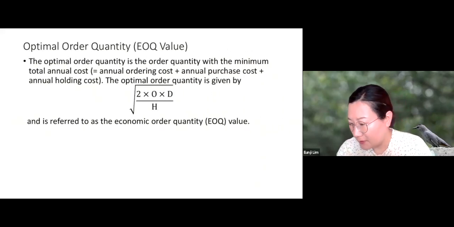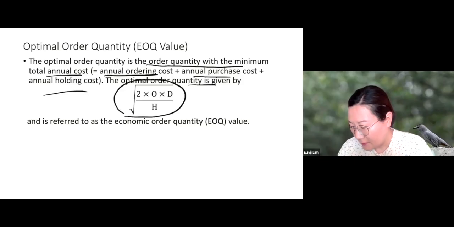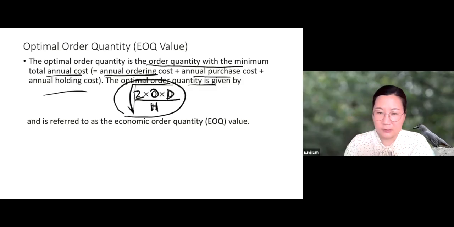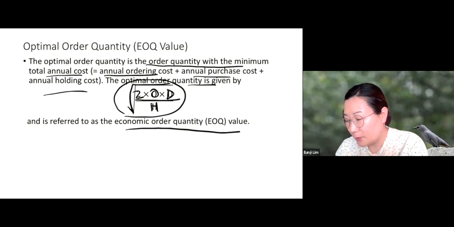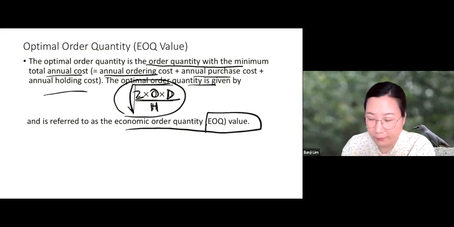The optimal order quantity is the order quantity with the minimum total cost, which is the sum of the three types of costs. And it's given by the following formula: the square root of 2 times the ordering cost times the annual demand divided by the holding cost per unit per year. This quantity is called the economic order quantity value, the EOQ value.